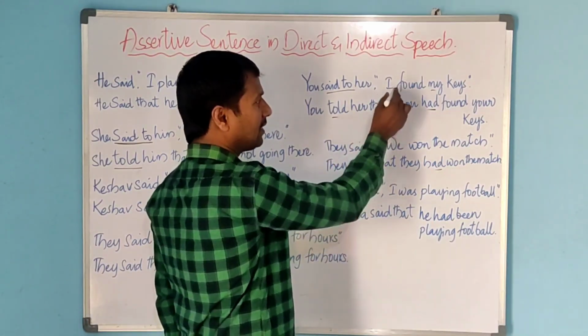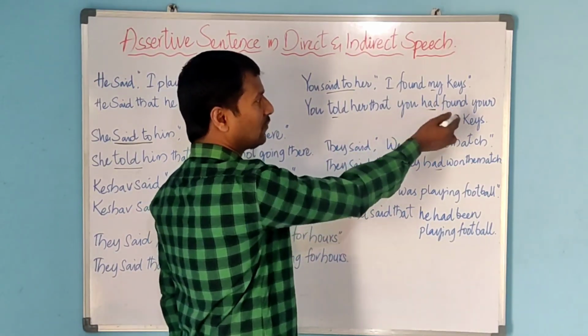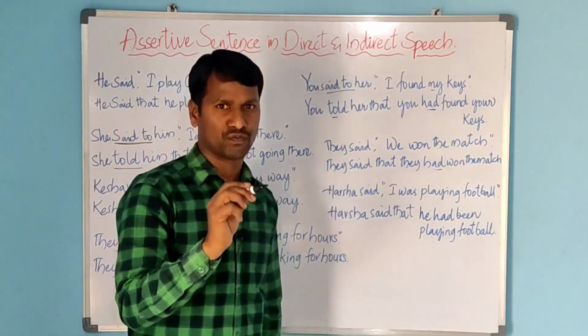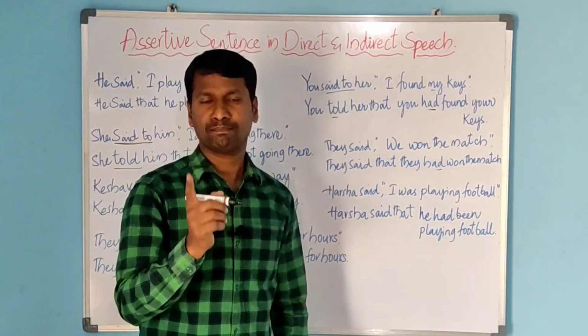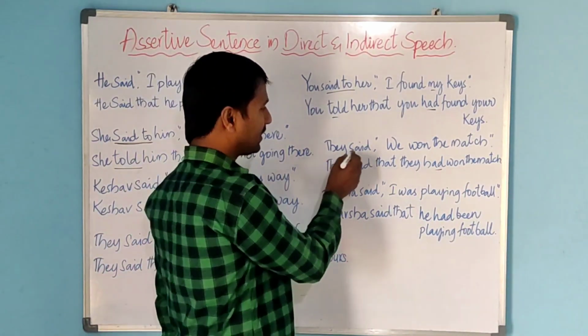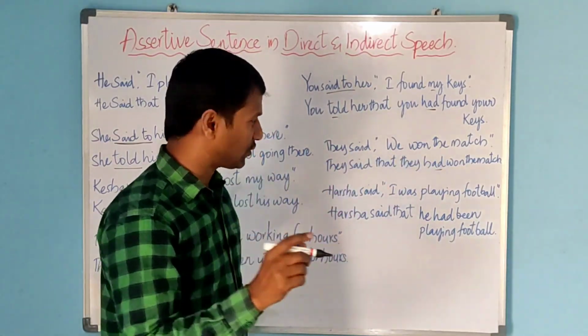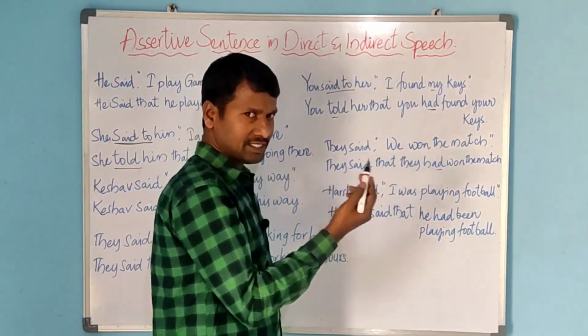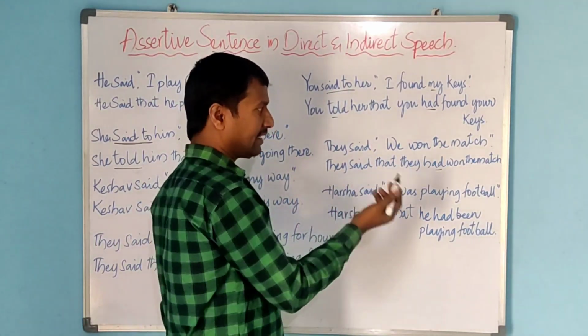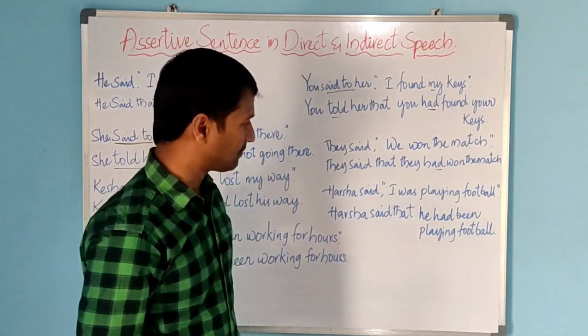Her common that I, it is you. You had found your keys. Here had plus V3, it is past perfect tense. So remember, simple past tense changes into past perfect tense. Let's see another example. They said we won the match. Here they said we won the match is a simple past tense. Answer is, they said that we changes into they. They had won the match into the past perfect tense.